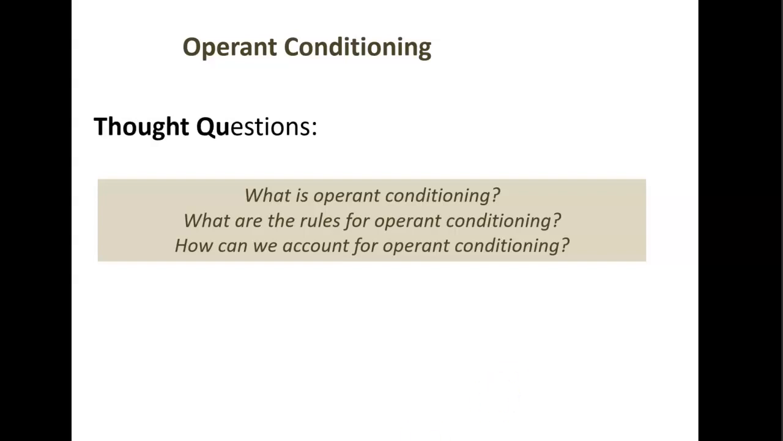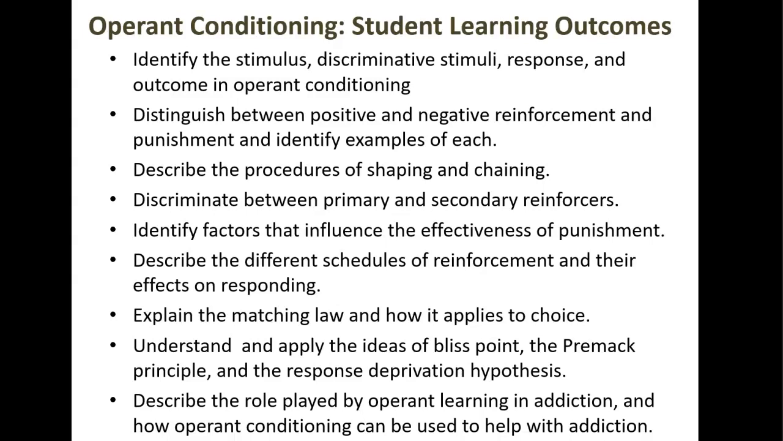Our learning objectives for this chapter include, I want you to be able to identify the stimulus or discriminative stimulus, the response, and the outcome in operant conditioning. Remember, in classical conditioning, we were talking about S-S learning or stimulus learning. In this chapter, we're going to be talking about S-R-O learning or stimulus, response, outcome.